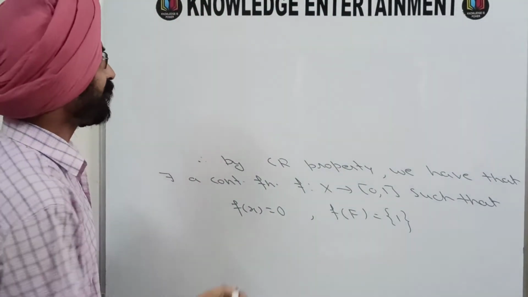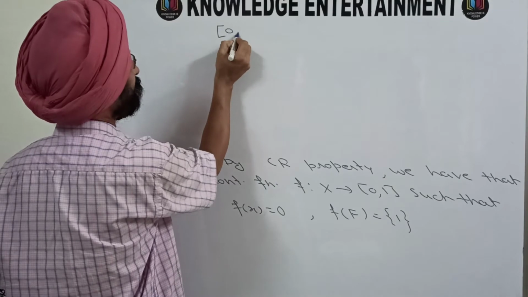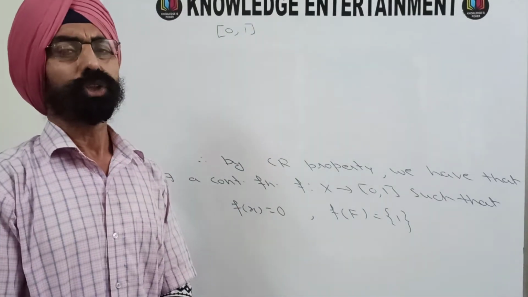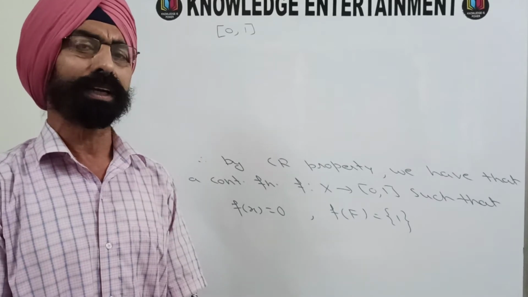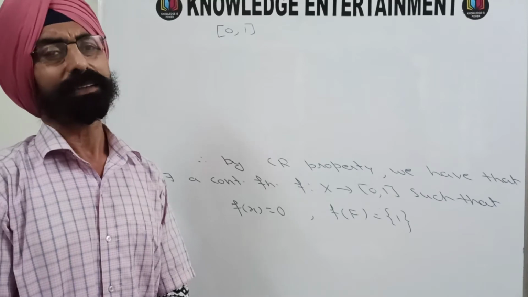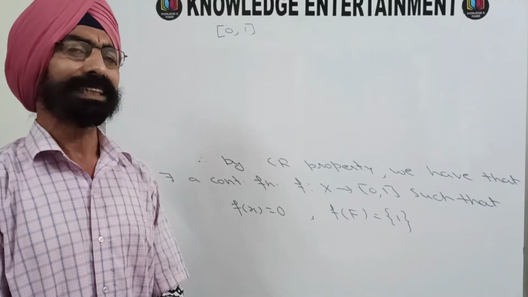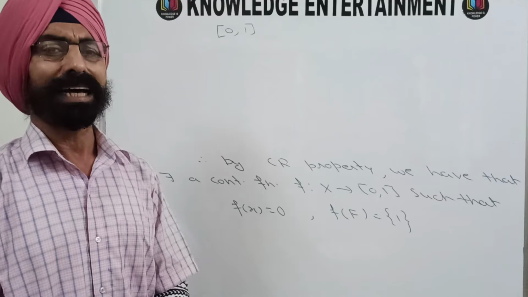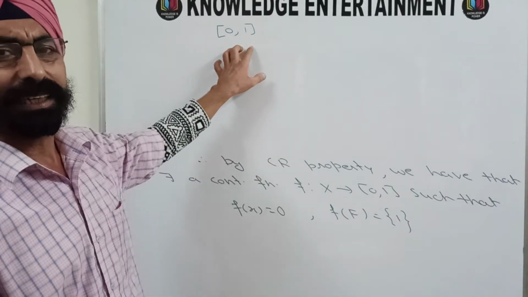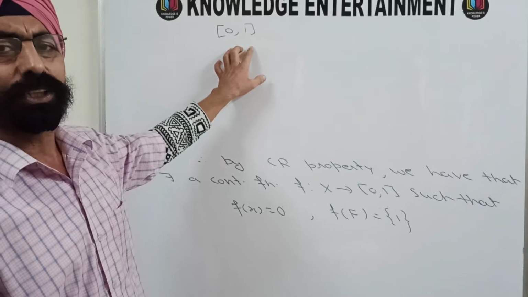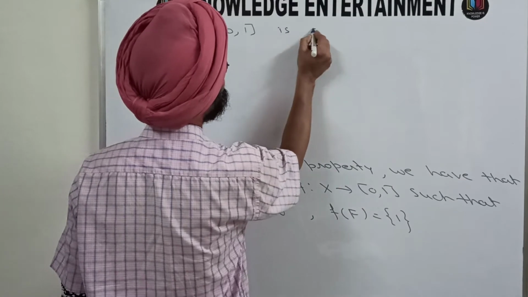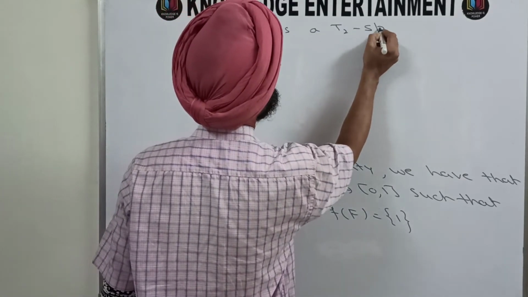Now consider this 0, 1. 0, 1 is a subspace of the usual topological space of real numbers R. Since R is a Hausdorff space and Hausdorffness is a hereditary property, 0, 1 considered as a subspace of R with the usual topology is a Hausdorff space. So now 0, 1 is a T2 space.